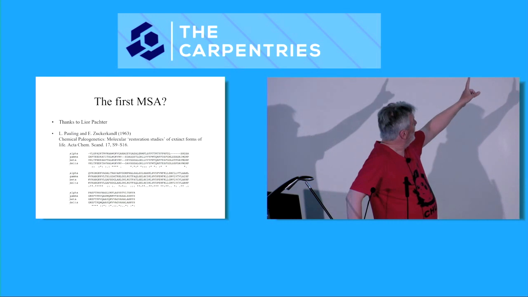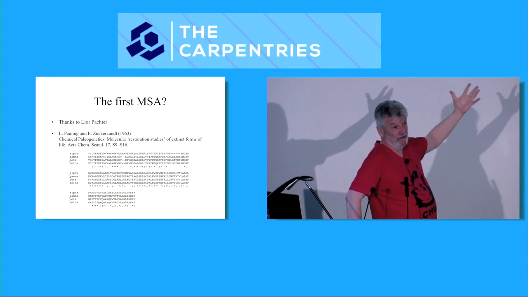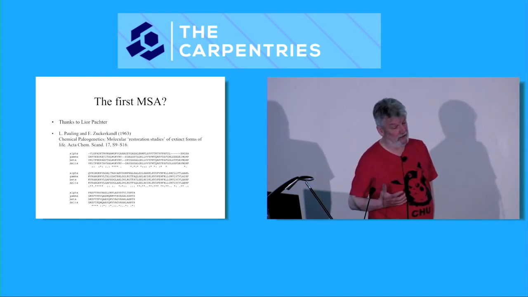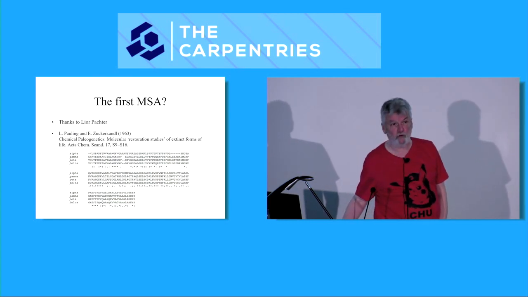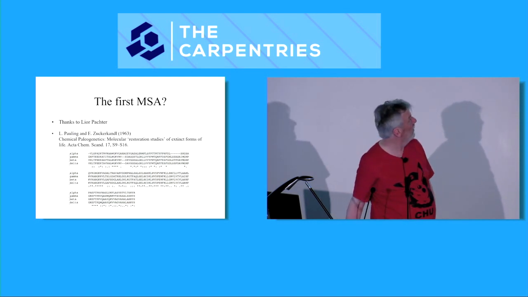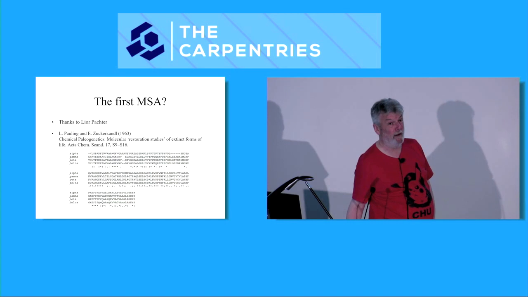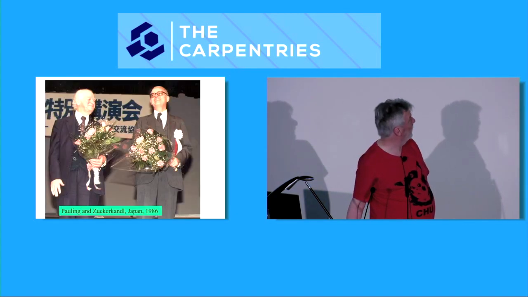And that is what people think is the first multiple sequence alignment. It's also globins, because globins were among the first sequences to be sequenced at the amino acid level in the 60s. And this was done by two famous people called Zuckerkandl and Pauling. Linus Pauling got 2 Nobel Prizes, one for peace and one for chemical bonds. And there they are getting a prize.